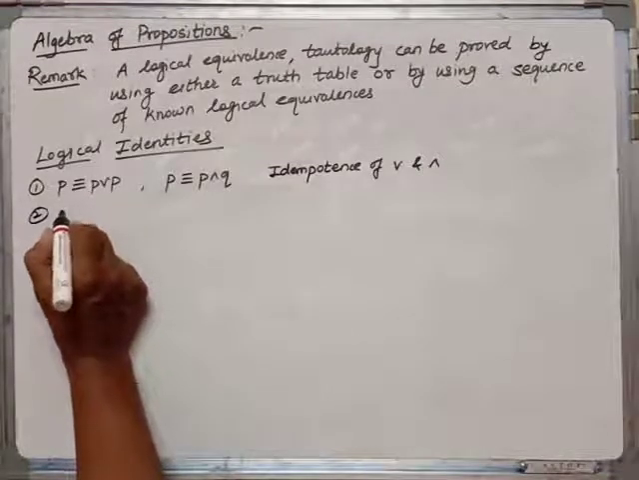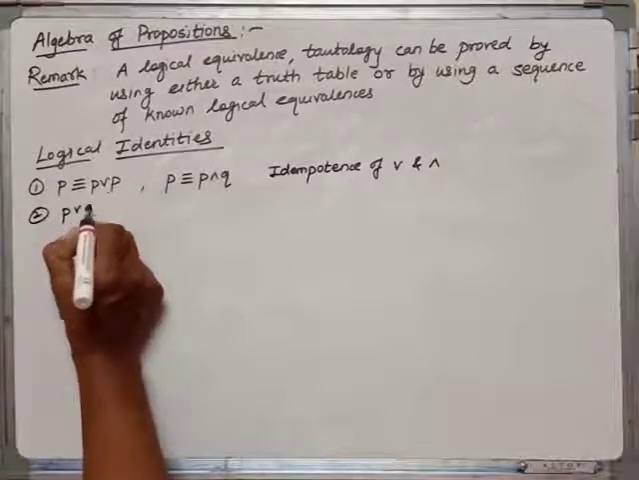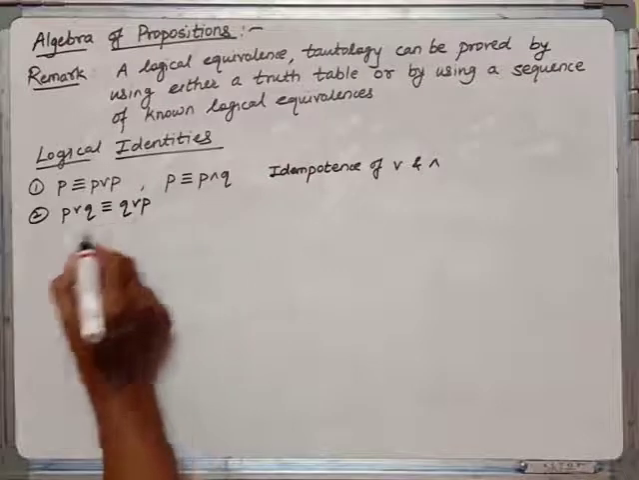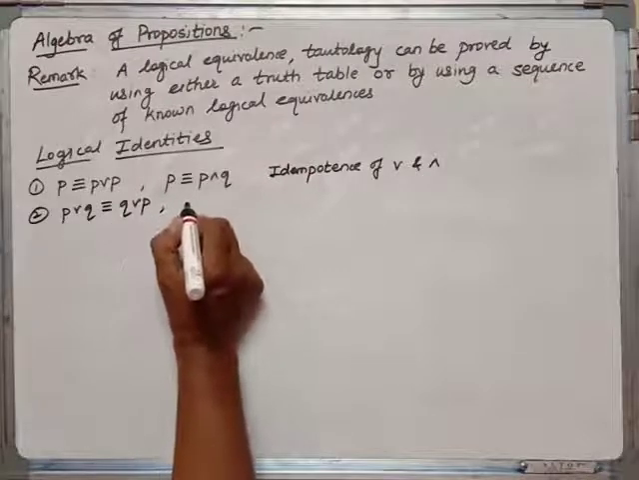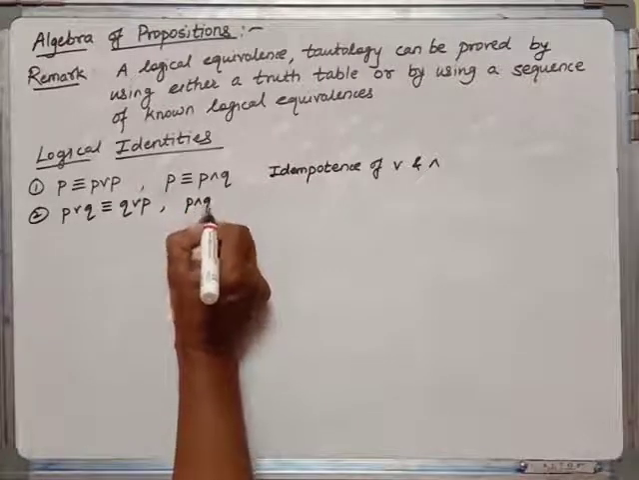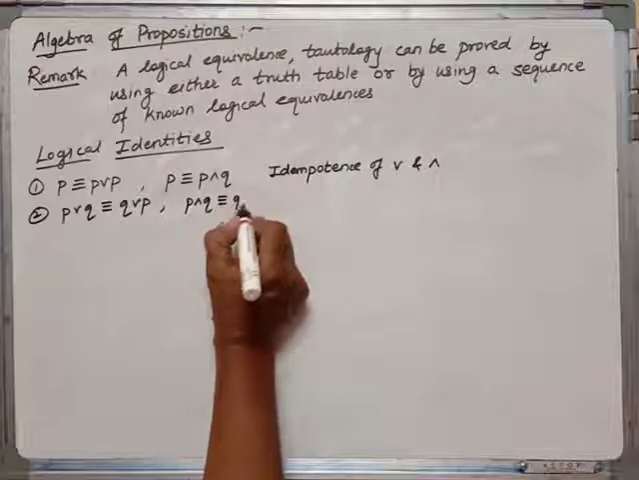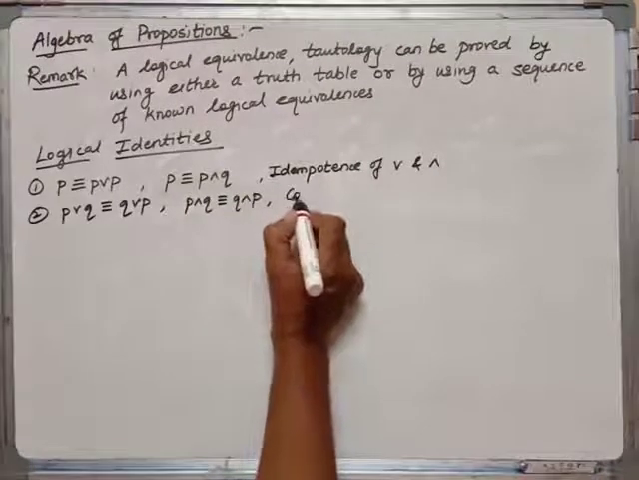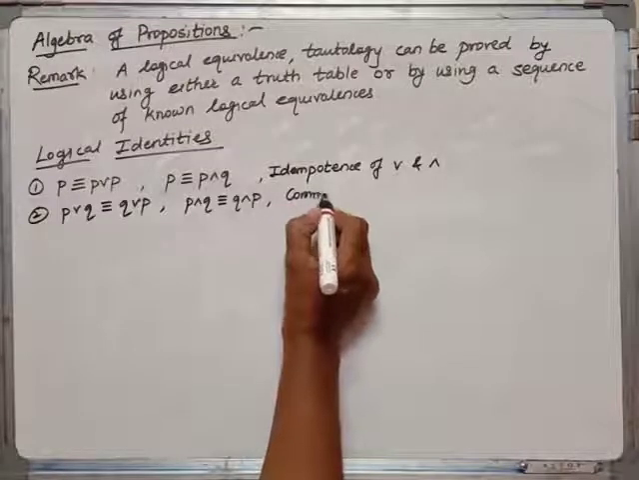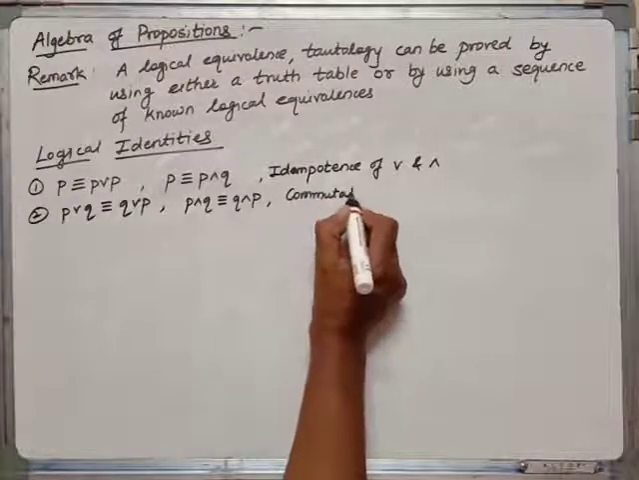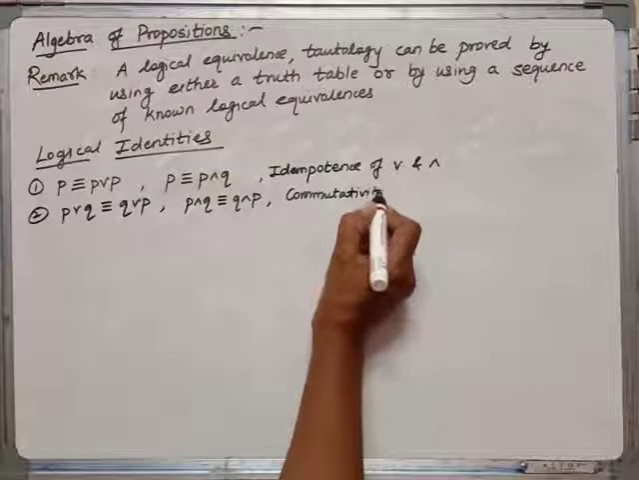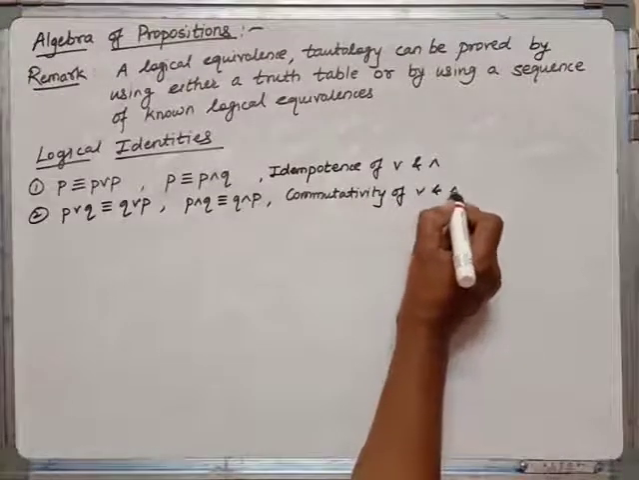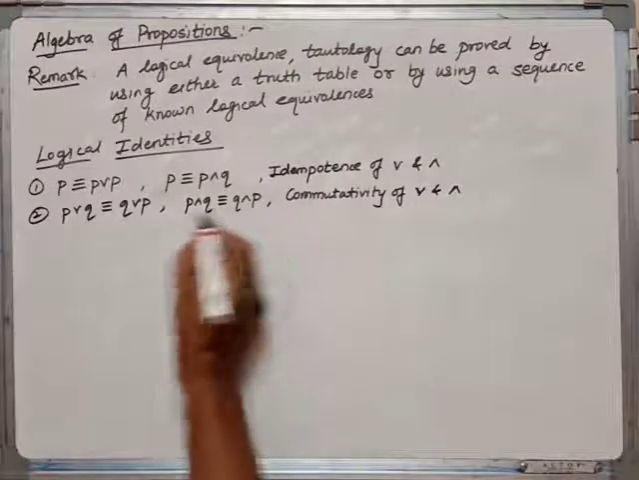Now second one, that P or Q is equivalent to Q or P. Clearly both are equivalent. Also P and Q is equivalent to Q and P. This is what? Commutativity. Commutativity of or, and. Same thing.